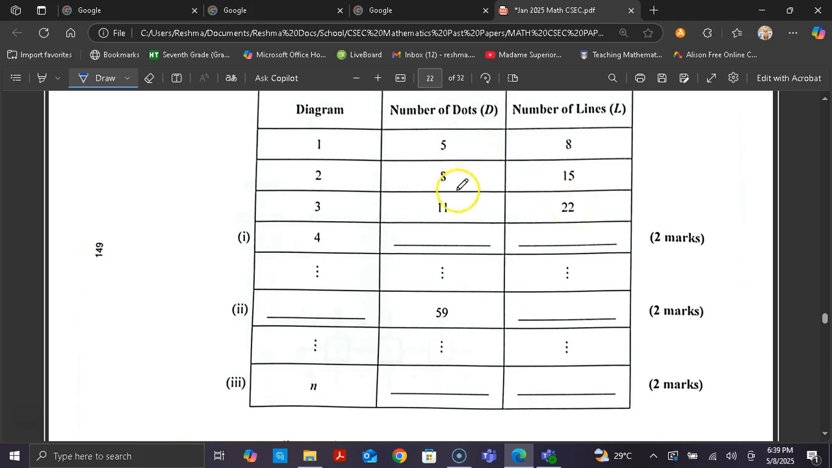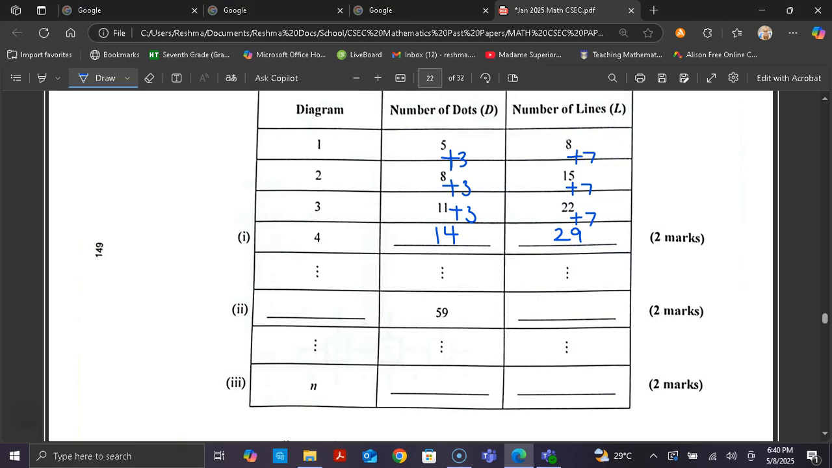So let's look at the pattern in the number of dots. We realize that it is increasing by 3. 5 and 3, 8. 8 and 3, 11. So therefore, if I continue the pattern, 11 plus 3 would give me 14 dots for diagram 4. Let's look at the pattern for the number of lines. So I realize that it is increasing by 7. 8 and 7, 15. 15 and 7, 22. So therefore 22 plus 7, we get 29 lines for diagram 4.